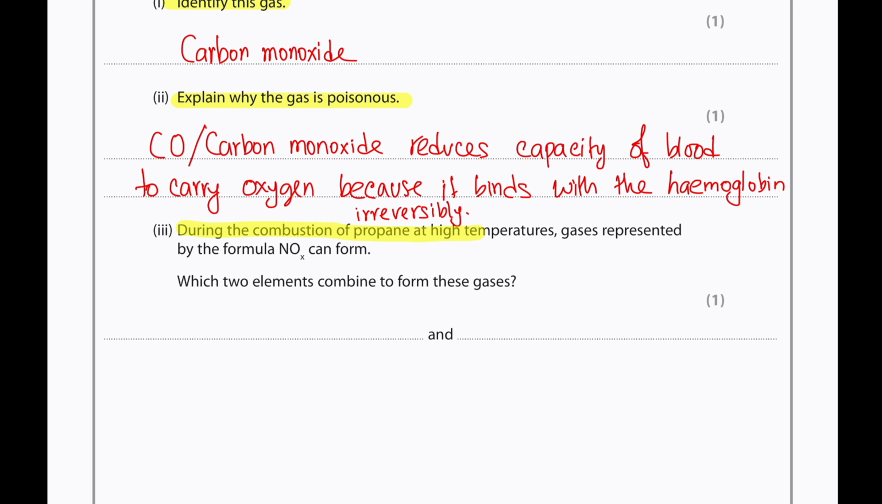During the combustion of propane at high temperatures, gases represented by the formula NOx can form. Which two elements combine to form this gas? We can see nitrogen and oxygen. These two elements combine.